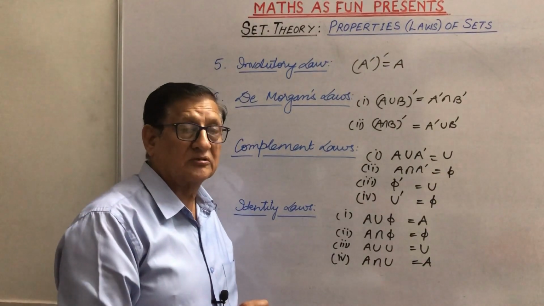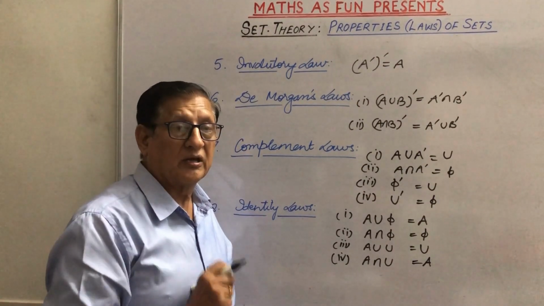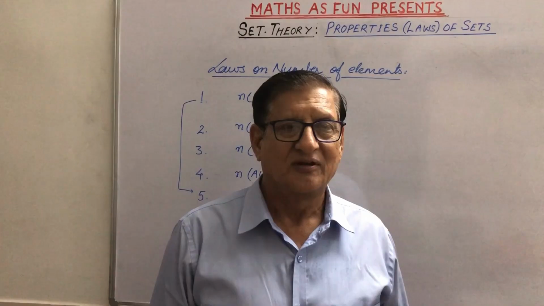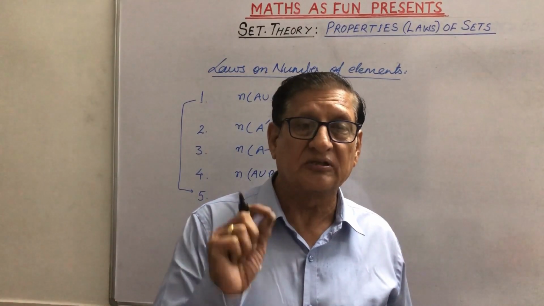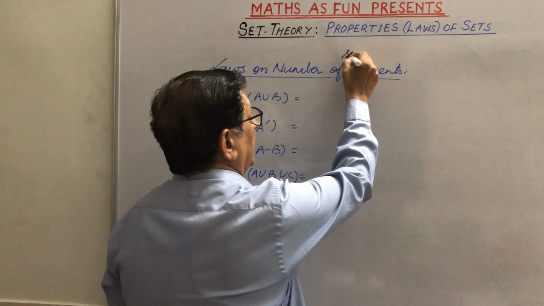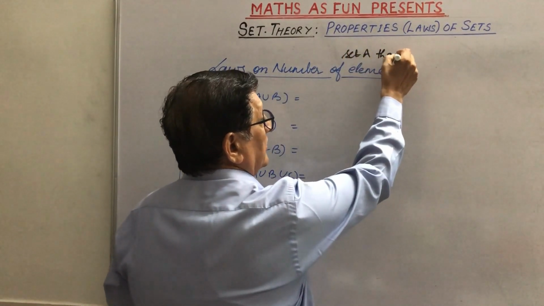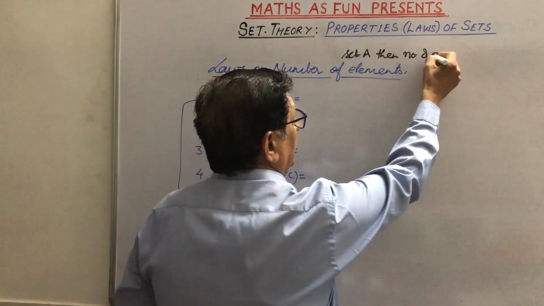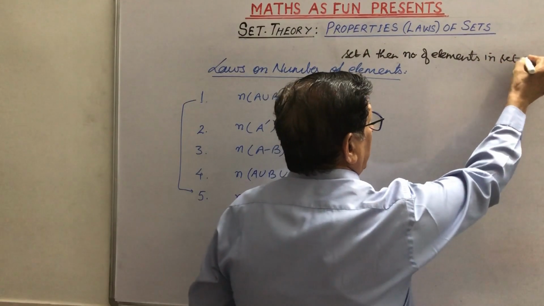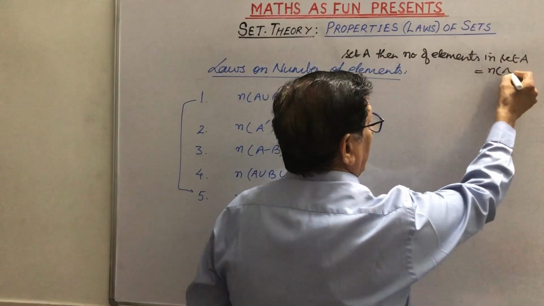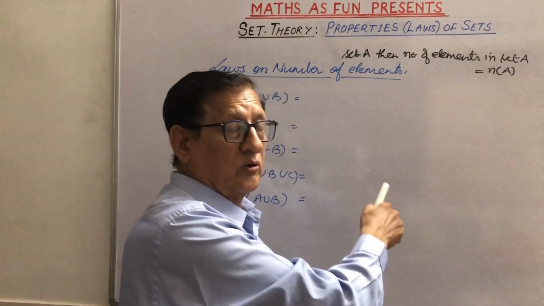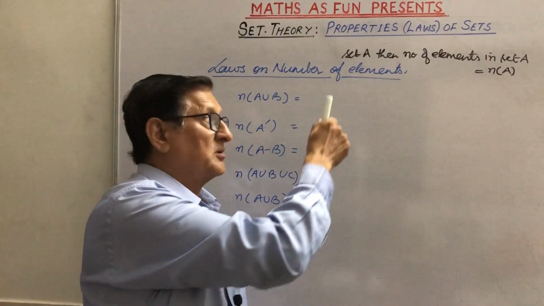These are some of the laws on the operations. Now we will be learning some of the laws on the number of elements in the sets. We have already learnt about representation of number of elements of a set. Suppose there is a set A, then number of elements in set A is represented as n(A). And here we have some of the laws based on this number of elements.